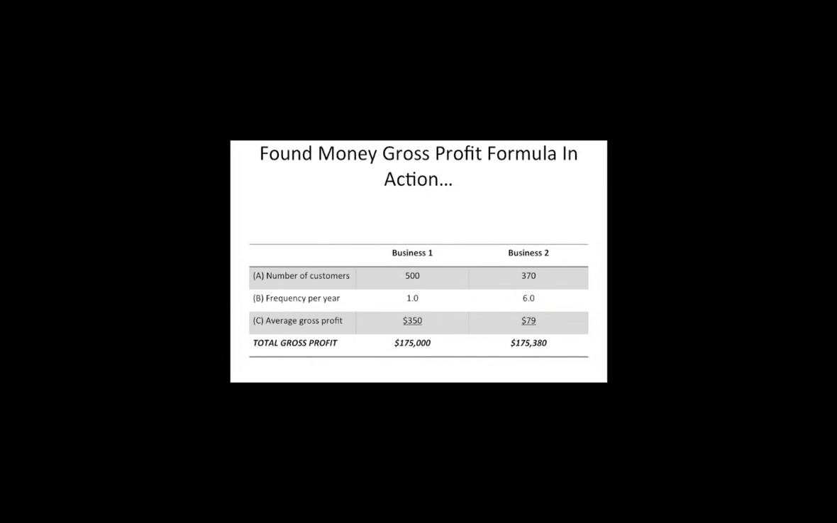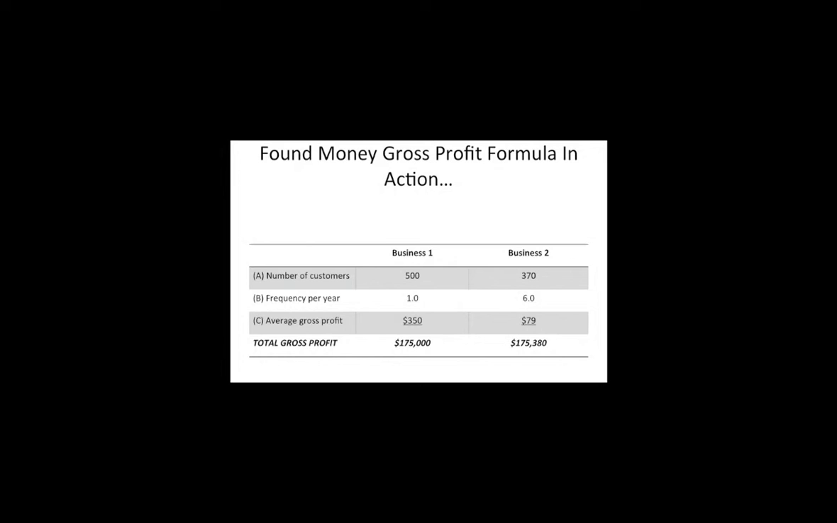So let's look at an example of how that works. Here are two creatively named businesses, Business 1 and Business 2. You can see Business 1 has 500 customers and they buy once a year, or a frequency of 1.0. And the average gross profit that business makes each time they buy is $350. So at the bottom there's a total gross profit of $175,000.